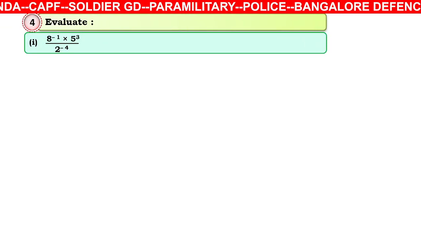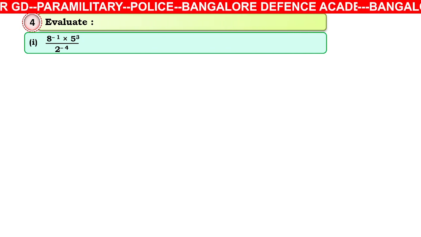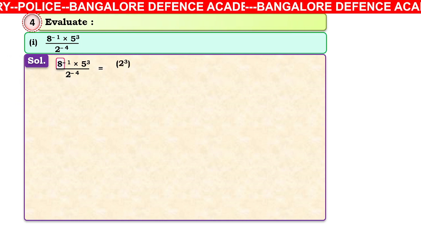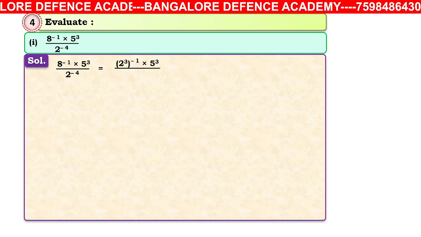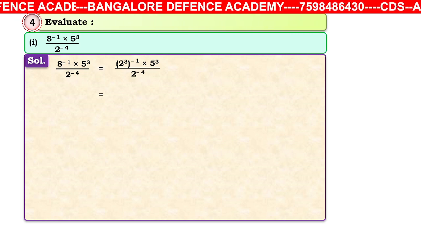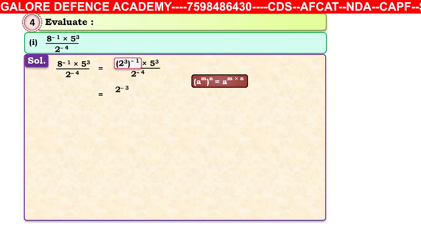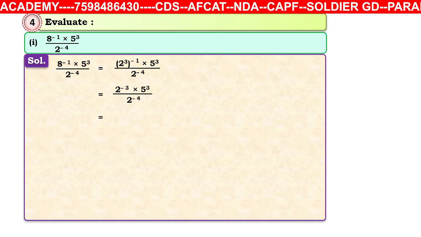Okay, next question. 8 to the power of minus 1 into 5 to the power of 3 divided by 2 to the power of minus 4. So if I take this, 8 can be written as 2 to the power of 3 to the power of minus 1 into 5 to the power of 3. Okay, so first let me take the multiplied values here. Powers I'm going to multiply. So you get minus 3. Then you have 2 to the power of minus 4.